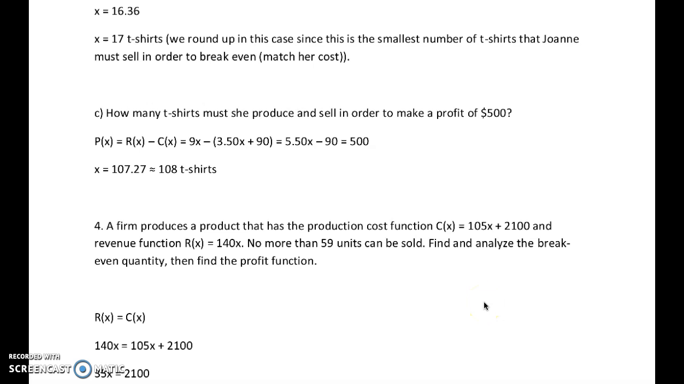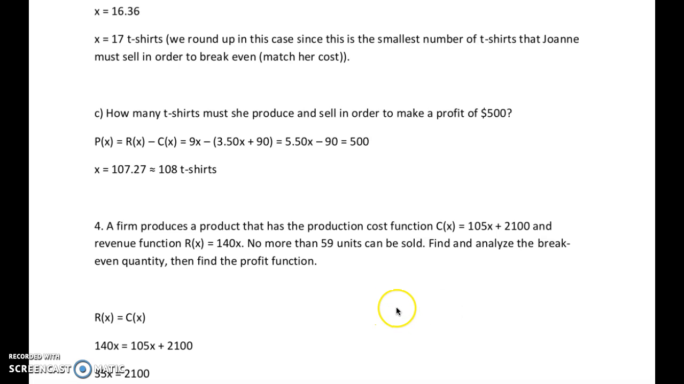Here we got a cost function given to us from a firm that has production costs. We also have a revenue function that is given to us. And we also know that we can't have more than 59 units sold. And so I want to find a break-even quantity and then find the profit.